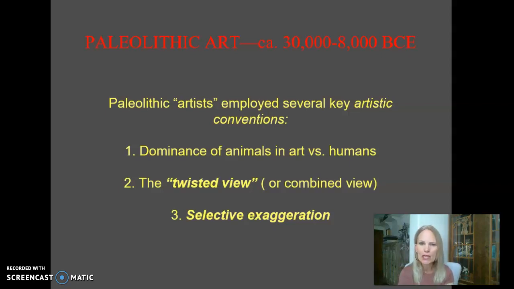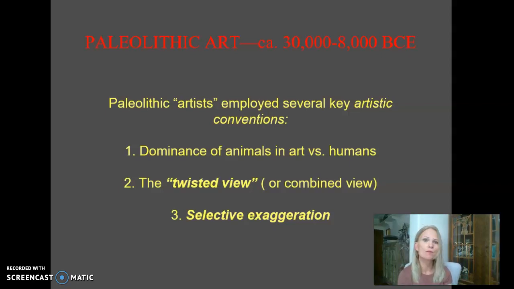A few things to keep in mind in regard to Paleolithic art in terms of what they employed, and some of the key artistic conventions are: one, the dominance of animals in art versus humans. I know, we love photographing ourselves, taking selfies, talking about ourselves. Humans were our favorite subject, right? That is not true in the Paleolithic world, surprisingly.